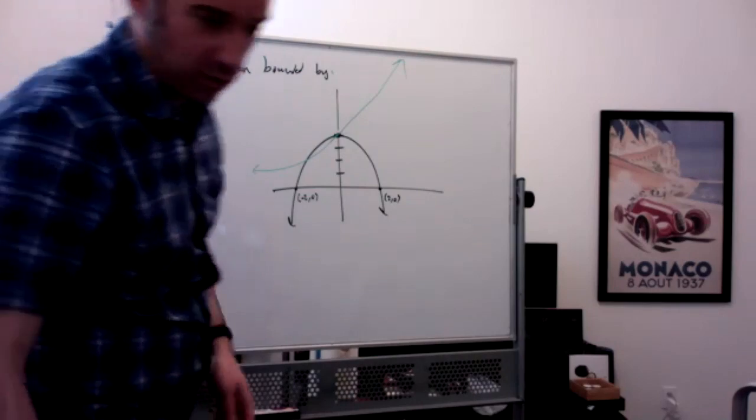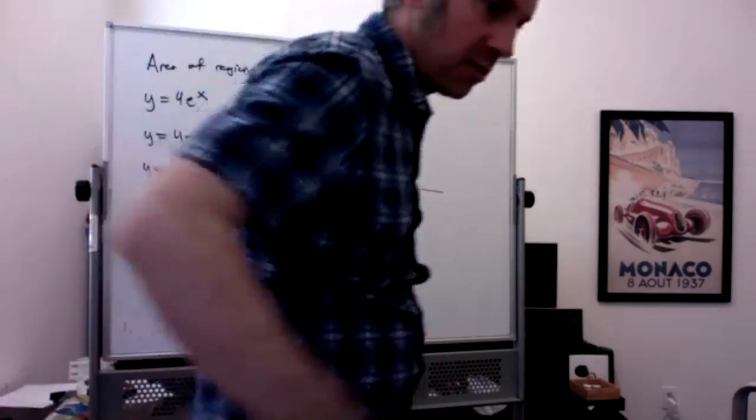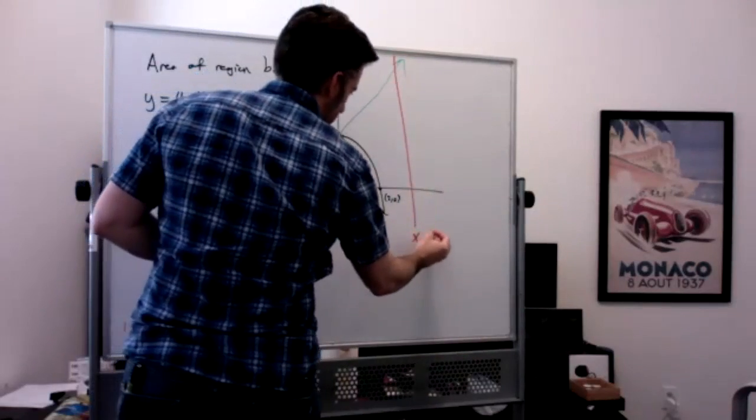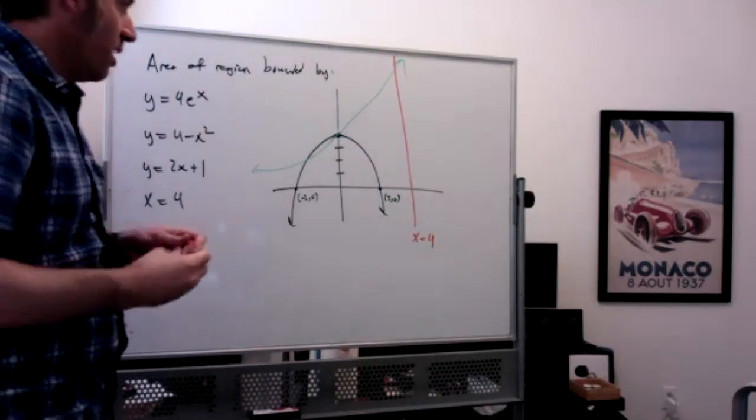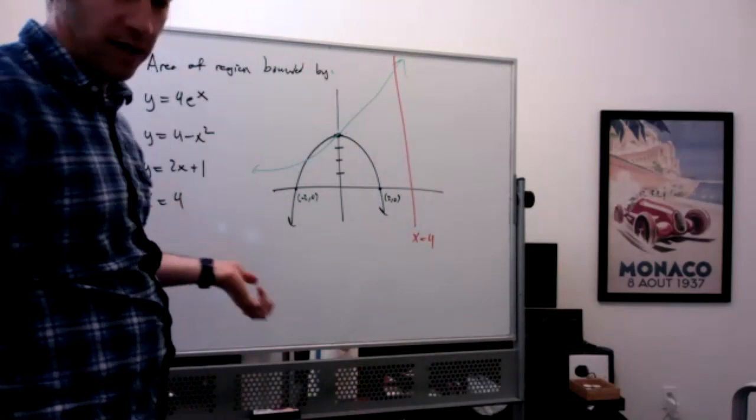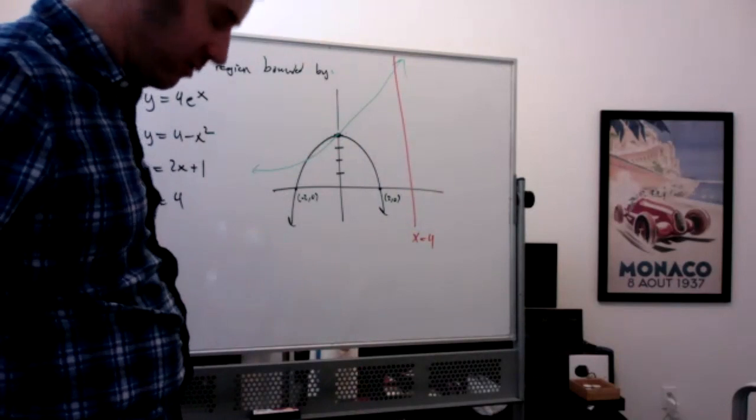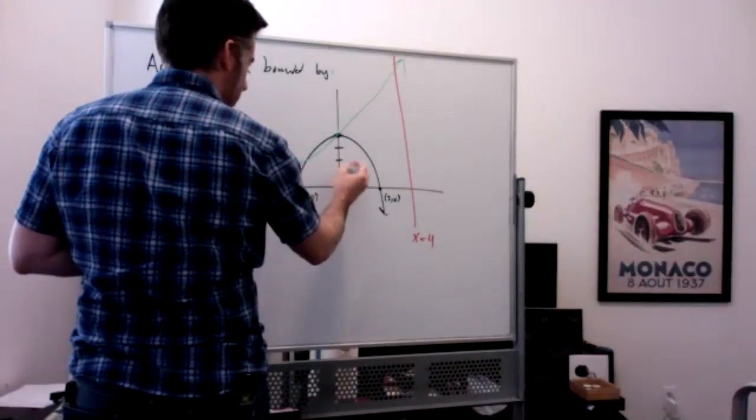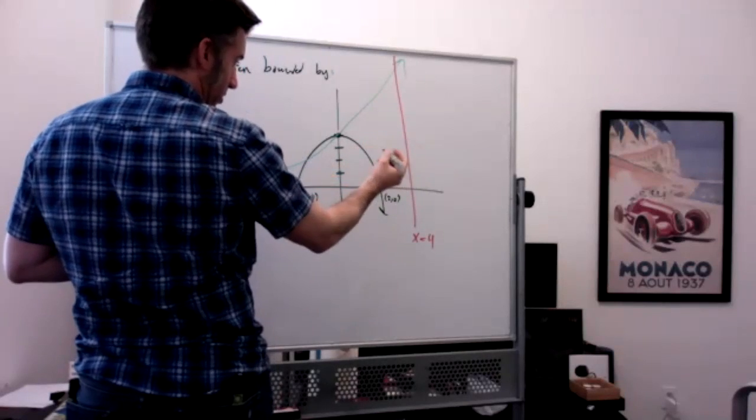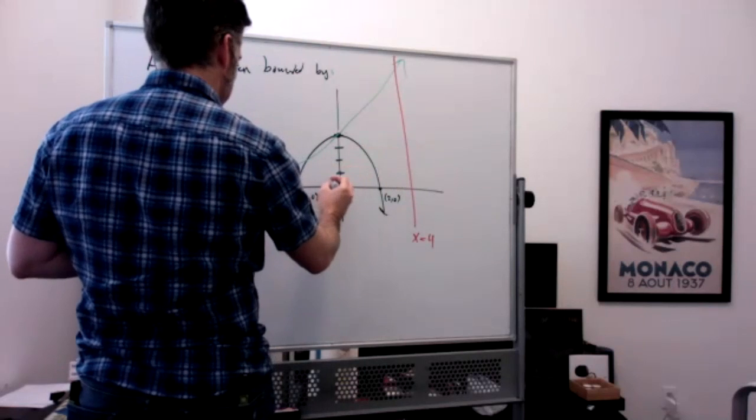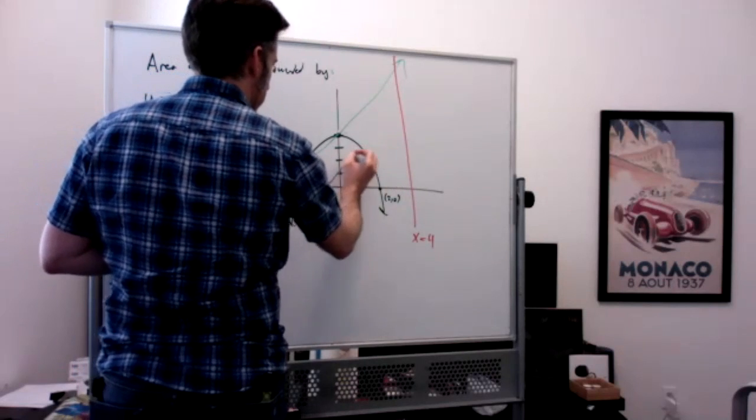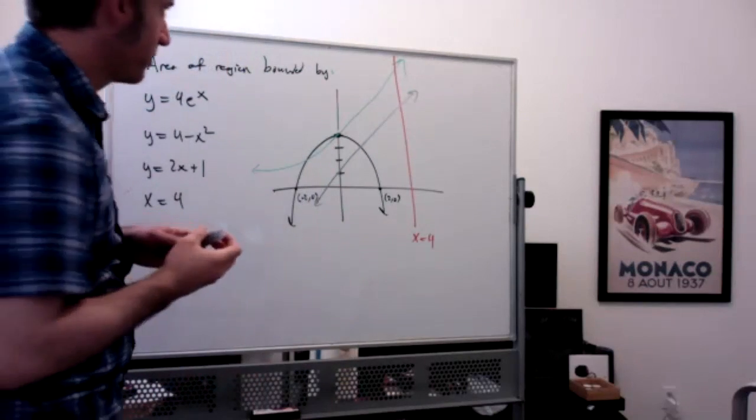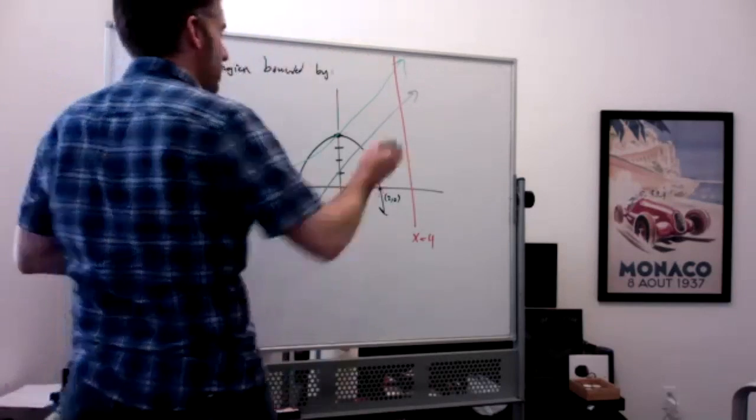x equals 4 is a vertical line. Right, x equals 4 is something over here, a straight vertical line. And y equals 2x plus 1 is a straight line, increasing from left to right, with a y-intercept of 1. It's probably going to intersect here somewhere. I don't know exactly where, but it's going to look probably something like that. So it looks like we're looking at this region here.